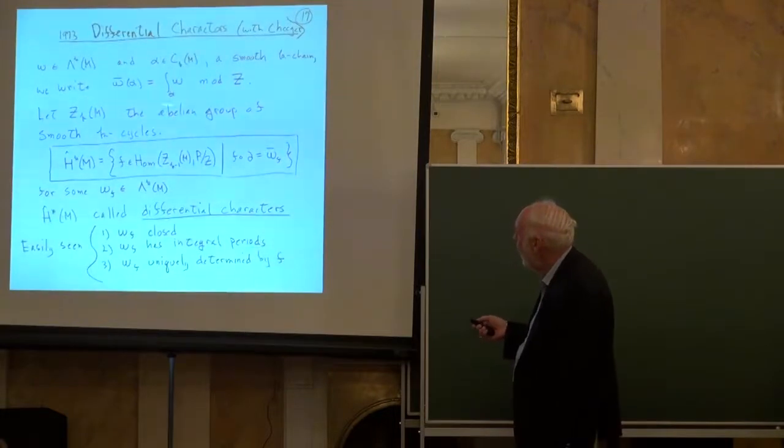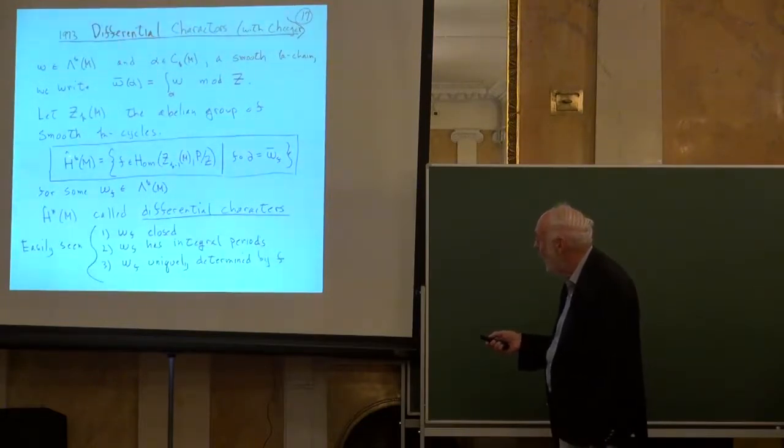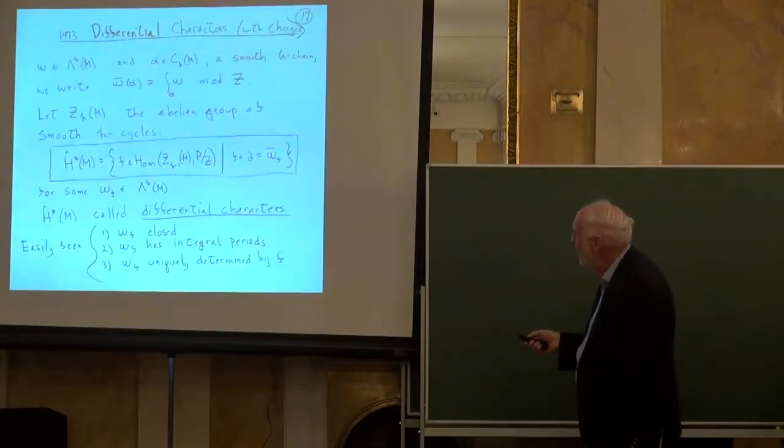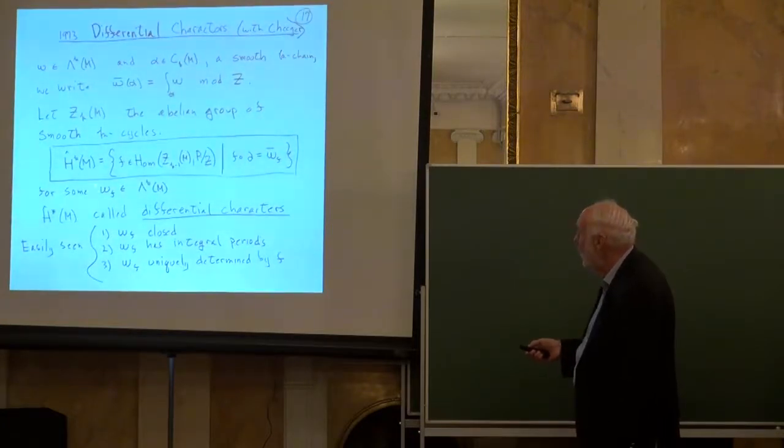So now we're going to define an abelian group. Z_k is the abelian group of smooth k-cycles, and we're going to define H hat upper k of M. It looks almost like cohomology except it has this hat on it. It is the functions that are homomorphisms of the cycles into R mod Z, but with the property that if the cycle is a boundary, f of a boundary is the integral of a form reduced mod Z. So it has a very special property when the cycle is a boundary: it's the integral of a form reduced mod Z, for some k-form omega sub f.